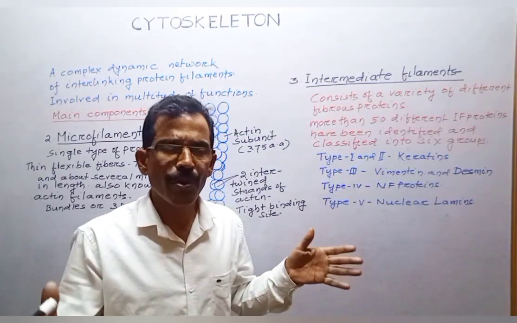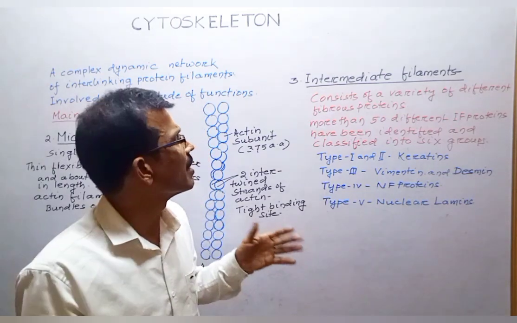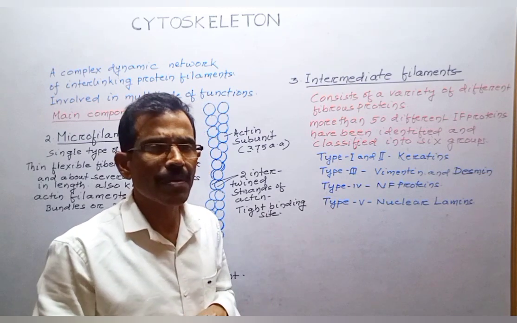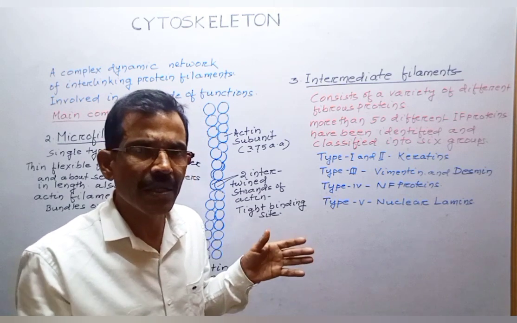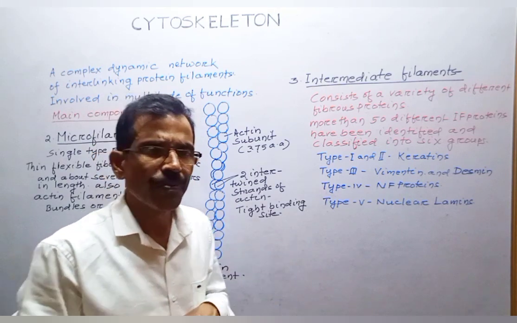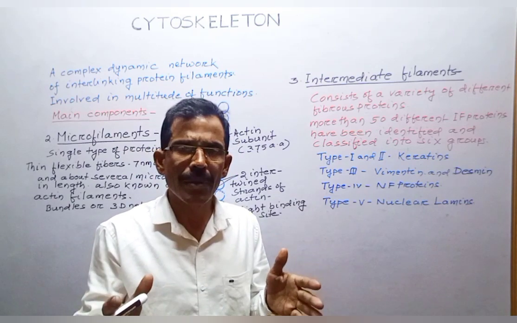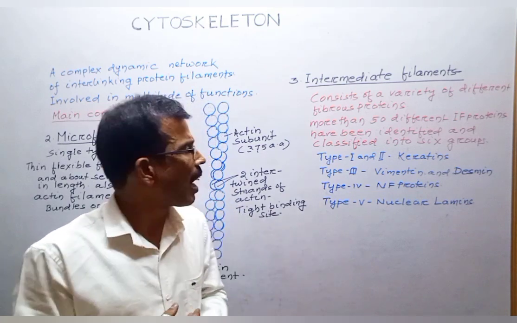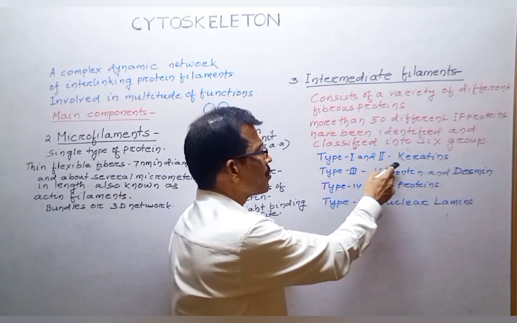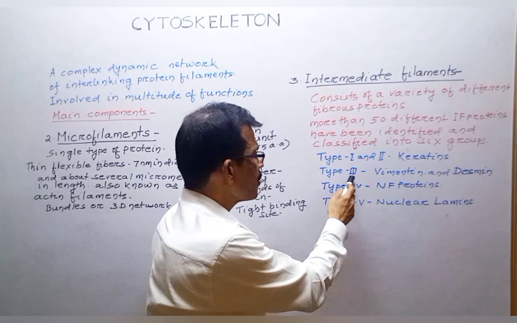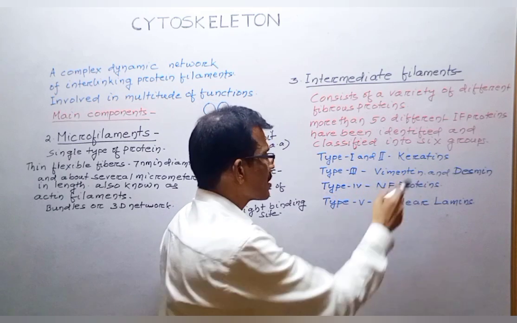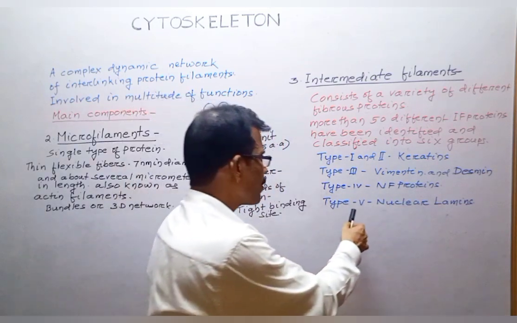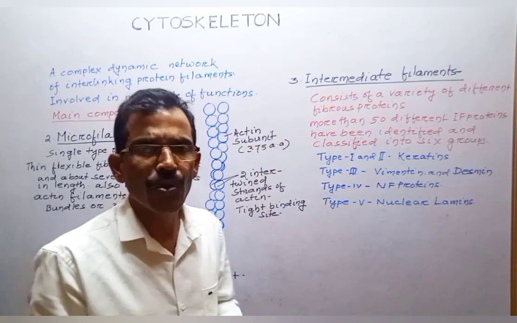The third principal component of the eukaryotic cytoskeleton is intermediate filaments. Unlike microtubules and microfilaments, intermediate filaments consist of a variety of different fibrous proteins. More than 50 intermediate filament proteins have been identified and classified into 6 different groups, out of which type 1 and 2 include keratins. Type 3 intermediate filament proteins include vimentin and desmin. Type 4 are neurofilament proteins, and type 5 intermediate filament proteins include nuclear lamins.